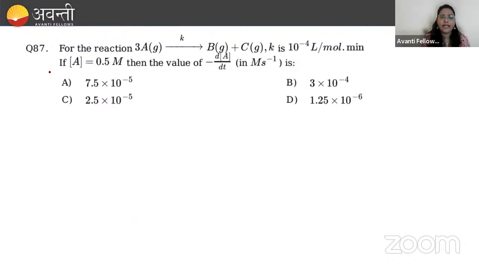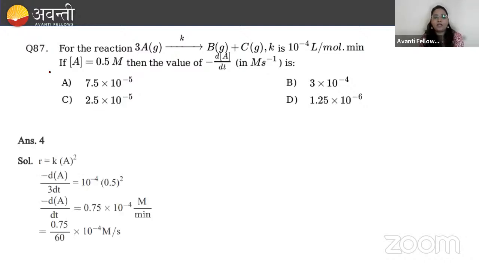For the reaction A gives B plus C, the value of K is given. What will be the value for this? For this we need to find out minus dA by dt, that is, we need to calculate the rate of the given reaction. So you know from chemical kinetics we can write an equation. Rate is directly proportional to the concentration. So what will be the rate for the given reaction? R is equal to K[A] this way.